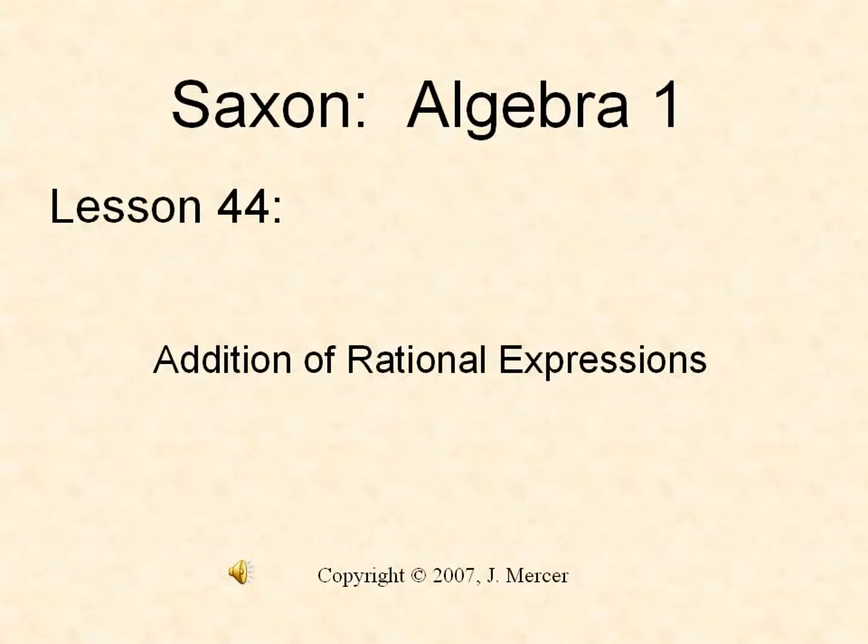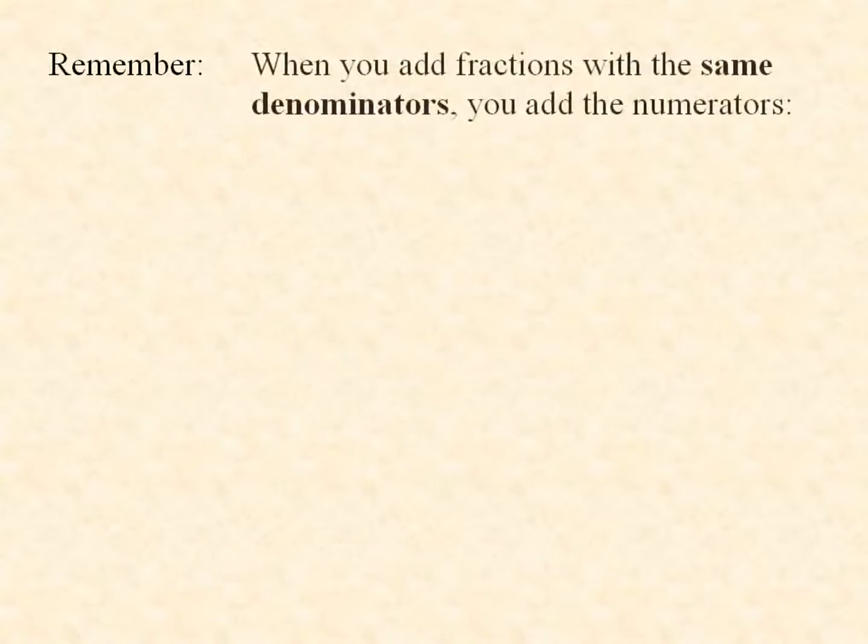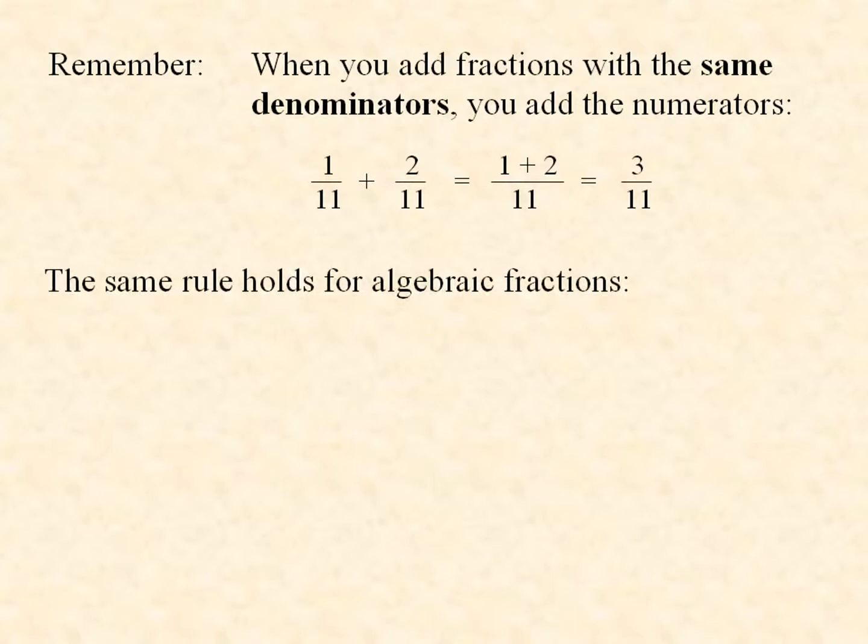Saxon Algebra 1, Lesson 44. We will study addition of rational expressions. Remember, when you add fractions with the same denominators, you add the numerators. For example, 1/11 plus 2/11 is equal to (1 plus 2)/11, which is 3/11. The same rule holds for algebraic fractions.